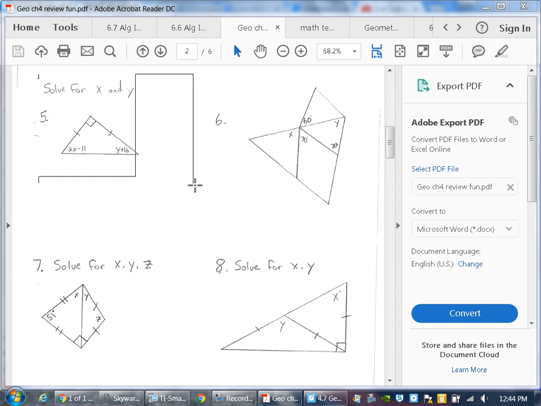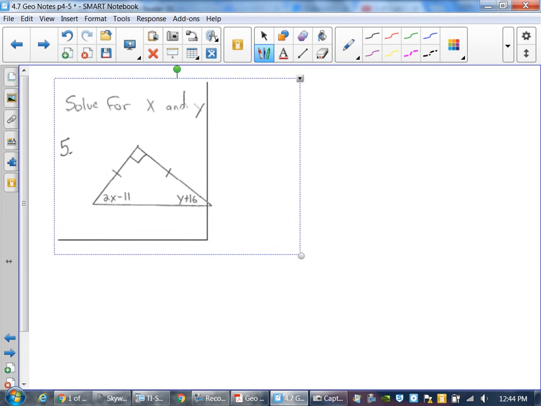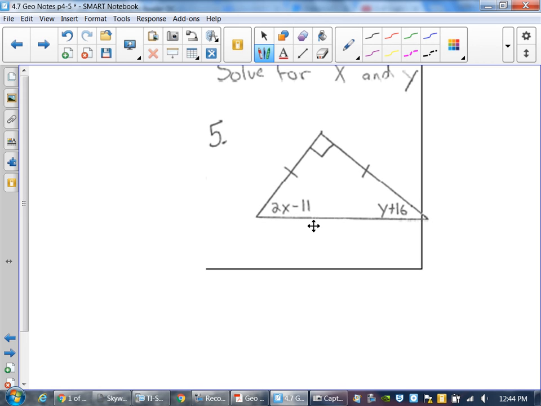Number 5. Solve for x and y. First of all, you have to figure out what kind of triangle it is. It's a right triangle, but it's a right isosceles triangle. When you have an isosceles triangle, you have congruent sides. The congruent sides point at the congruent angles, which means your base angles are the same. How many degrees are in a triangle? Take out the 90, what are you left with? 90, so that means both of these have to be 45.